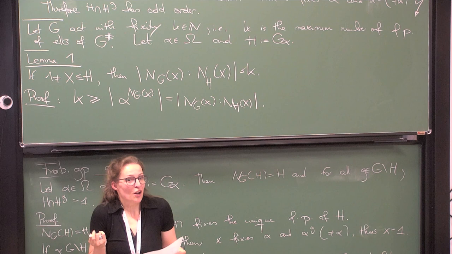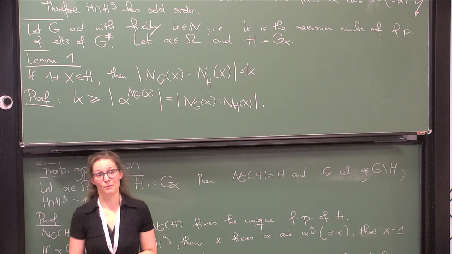And then we also have more sporadic groups. So for fixity 4, we even find a Janko group. Janko 1 is a fixity 4 group. So it just gets more interesting.